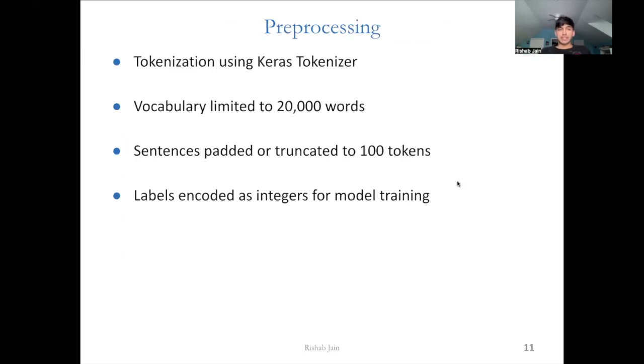For the pre-processing, I used tokenization using the Keras tokenizer. The vocabulary in this project was limited to 20,000 words. The sentences were padded or truncated to 100 tokens, and then the labels were encoded as integers for model training.